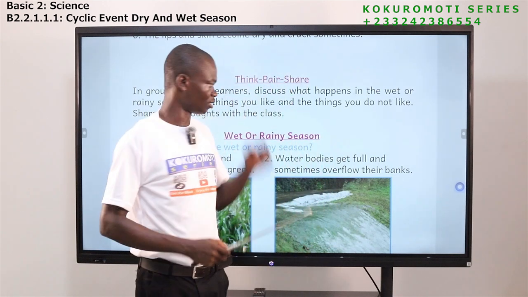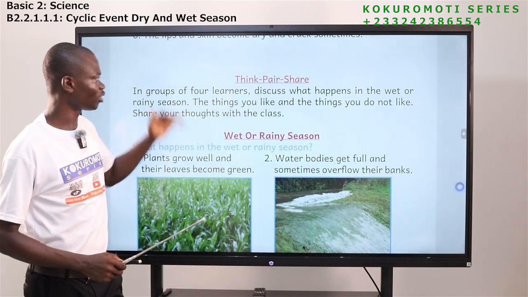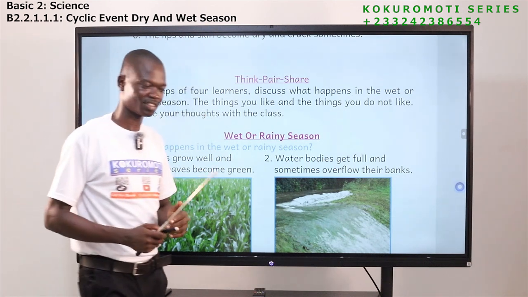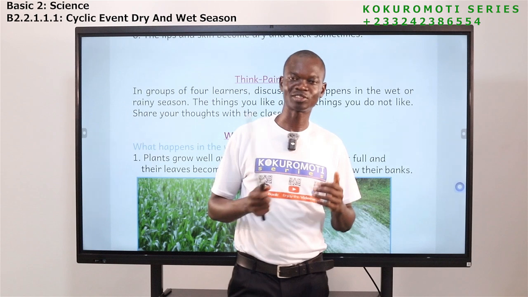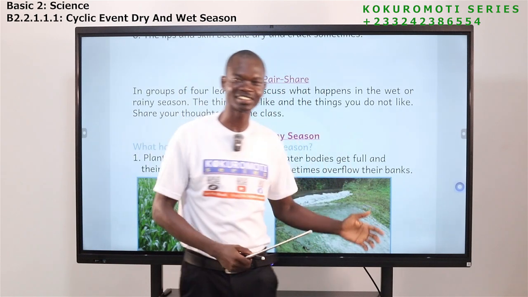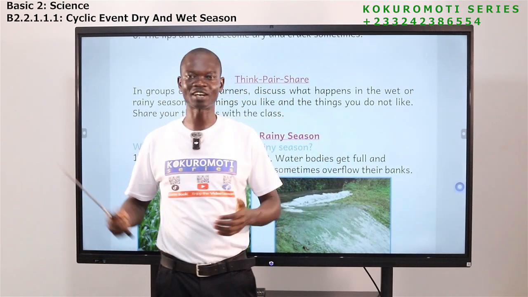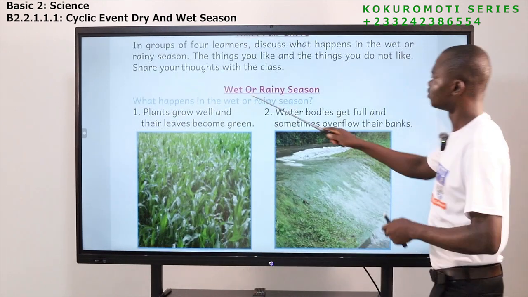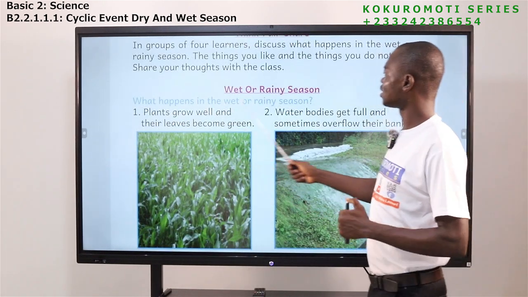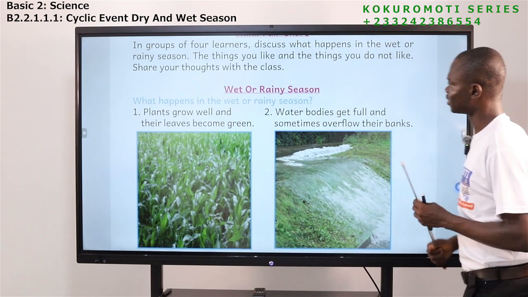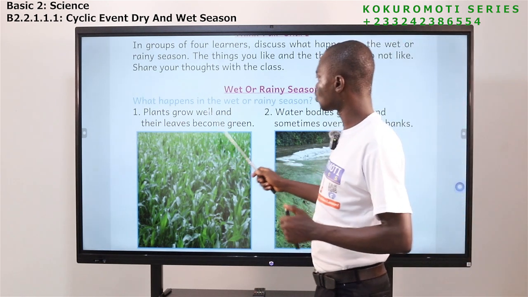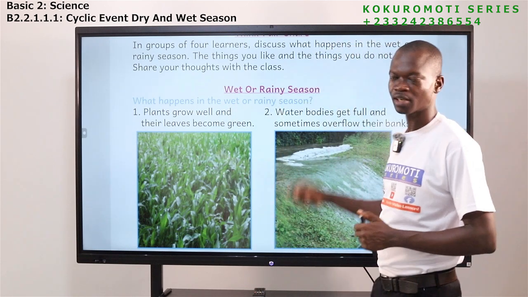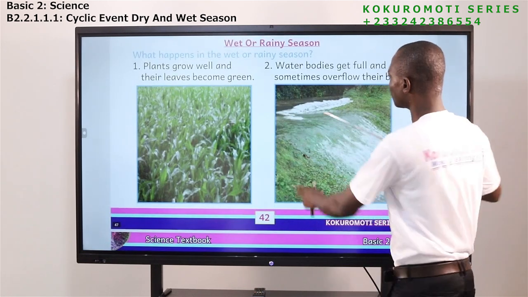Wet season. Okay, so we are saying that during wet season or rainy season, a lot of things happen. What are some of these things that you like about rainy season? And what are some of the things that you dislike about rainy season? Okay, so let's move on. We shall see them. Rainy season. What happens in the rainy season or wet season? One, plants grow well and their leaves become green. Plants grow well and their leaves become green.